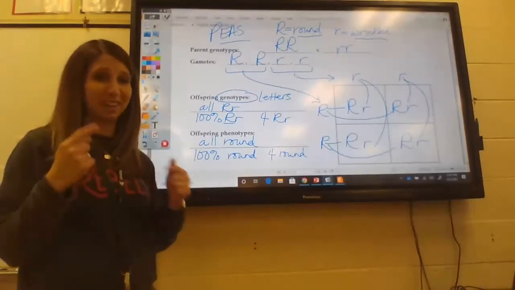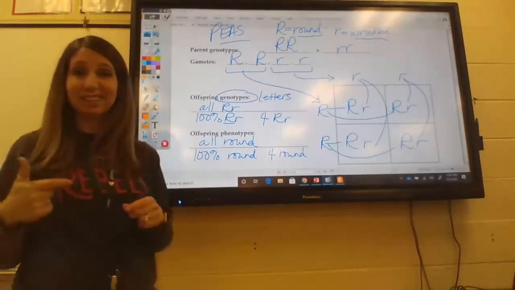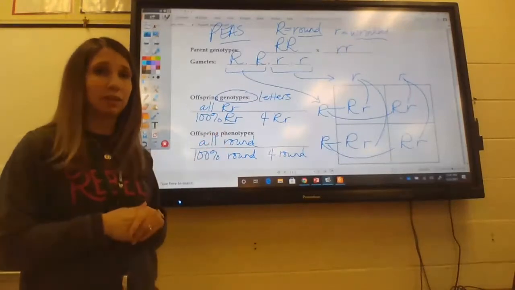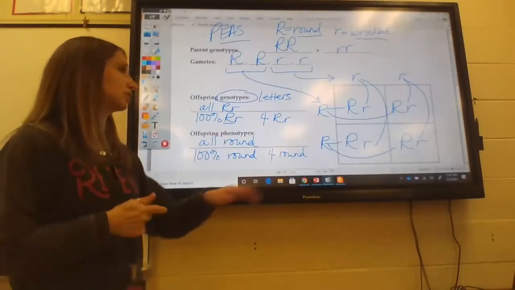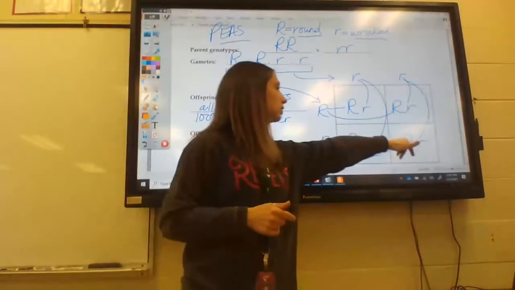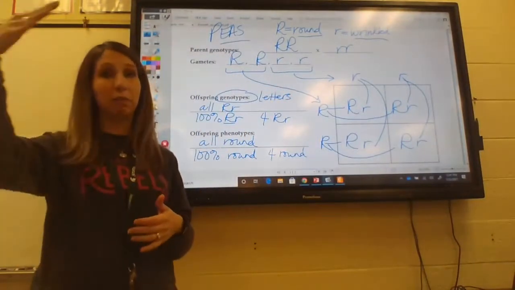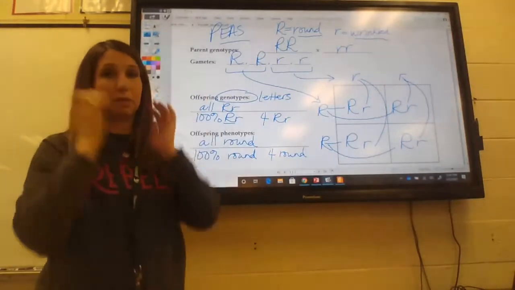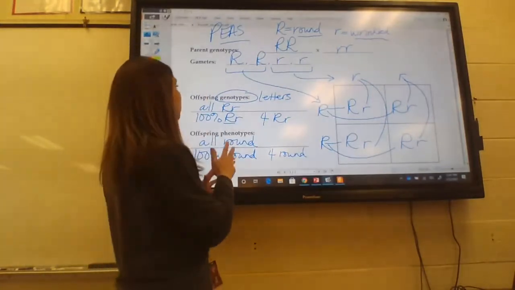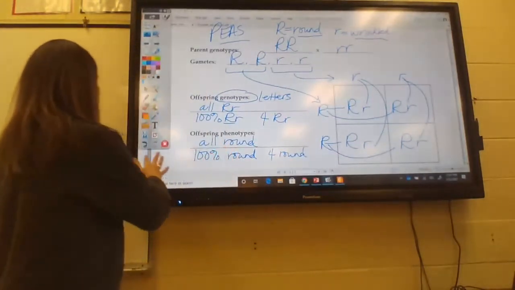Now, I think we need to make it a little bit more complicated because in reality, these things are much more complicated than this. So what we're going to do is we're going to actually take 2 of these, big R, little r's, and we're going to cross them and kind of mimic Mendel's F1s to F2s experiment, okay? So I'm going to go ahead and erase most of this.